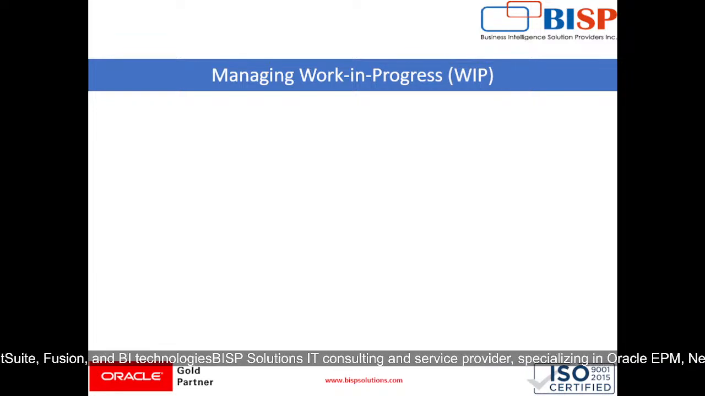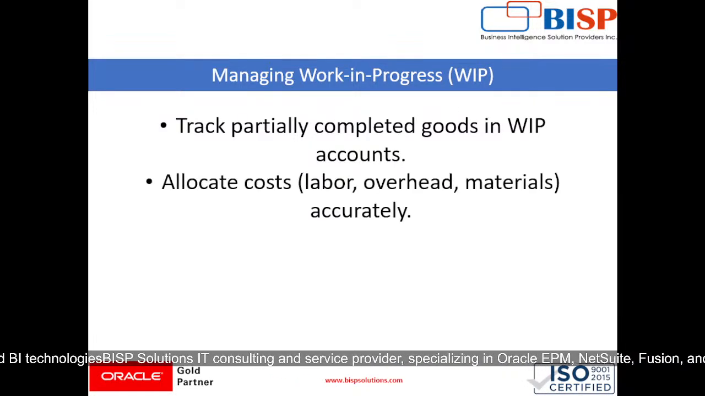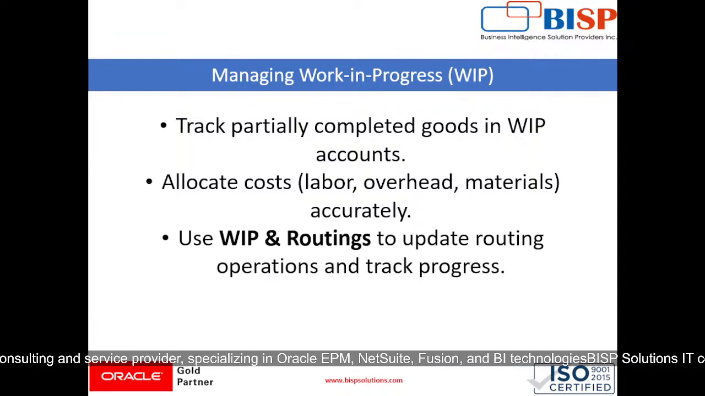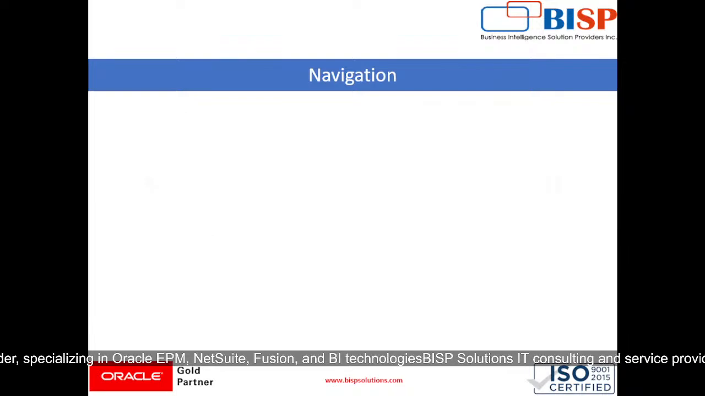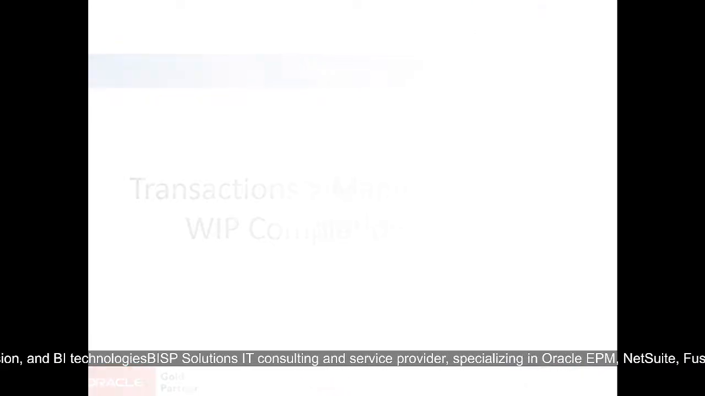Then managing work in progress, where we can track partially completed goods and WIP accounts. Then we can allocate costs, labor, overhead, and materials accurately, and use WIP and routings to update routing operations and track progress. For that, navigation involves transactions. Under transaction, manufacturing is there. Under manufacturing, WIP completion is there, where we can click on the new option also.